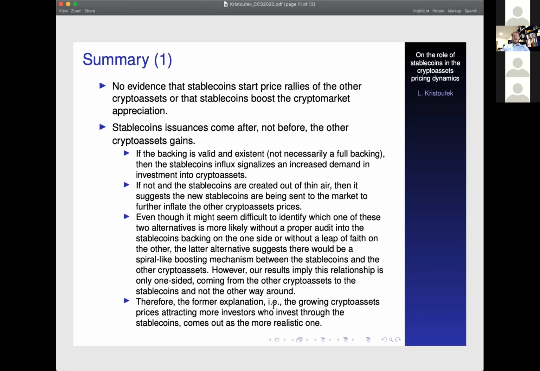So if the backing is valid and existent, then stablecoins influx signalizes an increased demand. That's important. If not, so if there is no backing and the stablecoins are created out of thin air, then it suggests that these are being used to boost or keep the trend going. But still, that doesn't mean that it's an ignition point. There is no evidence of some cyclical component or some boosting spiral that would be going on. So the results don't suggest that this is happening.